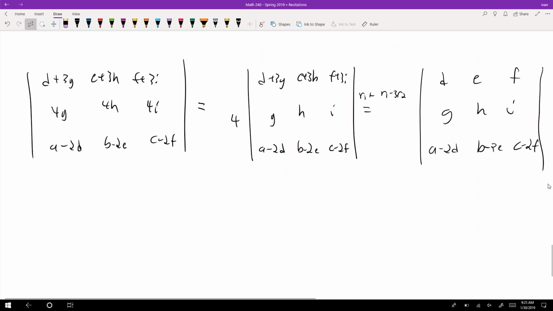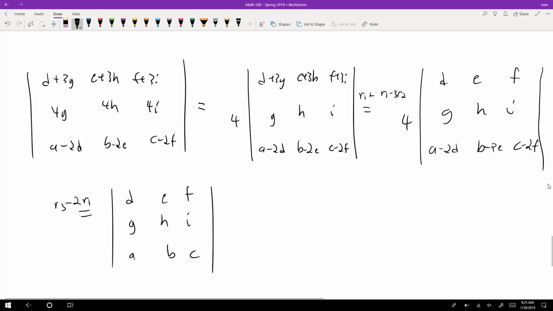And the next step, same idea. We want to get rid of these D, E, F's in the bottom row. So I'm going to do row 3 minus 2 times row 1, and I'm going to get D, E, F, G, H, I, A, B, C. Oh, what did I forget to do? Yeah, I forgot the 4. I even said don't drop your scalar out in front. It happens. All right, so the 4, remember that?